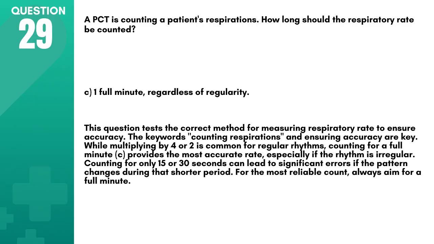Answer, C. 1 full minute, regardless of regularity. This question tests the correct method for measuring respiratory rate to ensure accuracy. The keywords counting respirations and ensuring accuracy are key. While multiplying by 4 or 2 is common for regular rhythms, counting for a full minute, C, provides the most accurate rate, especially if the rhythm is irregular. Counting for only 15 or 30 seconds can lead to significant errors if the pattern changes during that shorter period. For the most reliable count, always aim for a full minute.